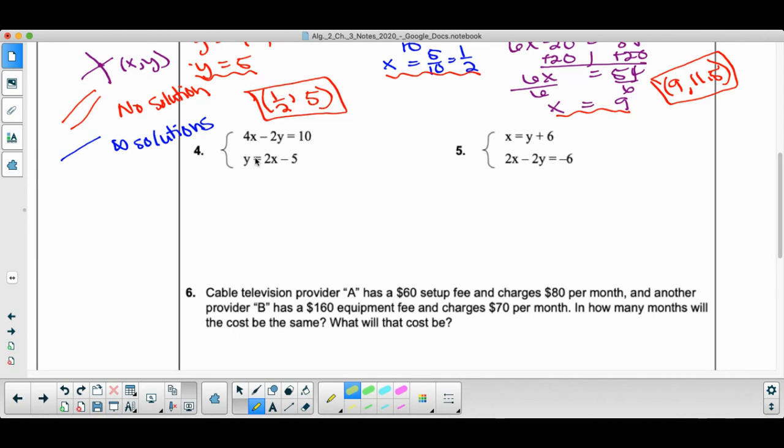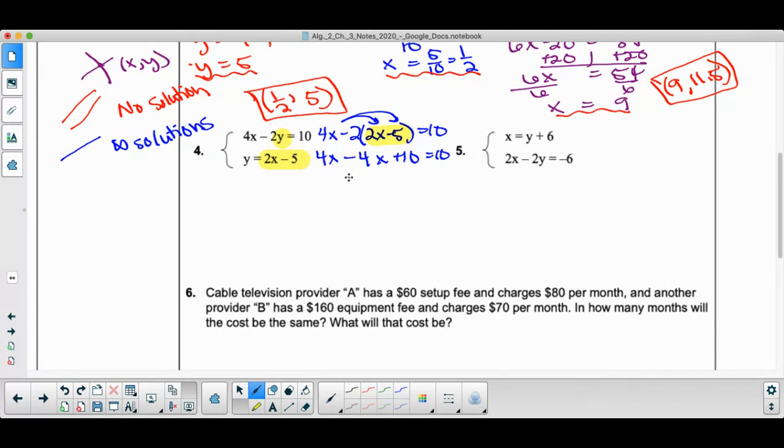All right, so let's start here. Number 4, y equals 2x minus 5. We're going to put that expression in for y into the other equation. So 4x minus 2 times 2x minus 5 equals 10. Just so you can see, there's that y value I plugged in. Distribute that negative 2. Be careful with your negatives. So 4x minus 4x plus 10 equals 10.